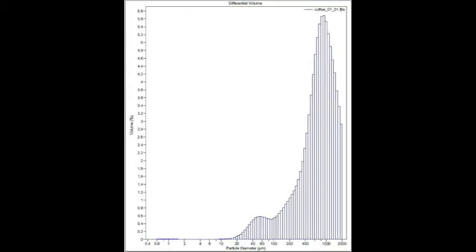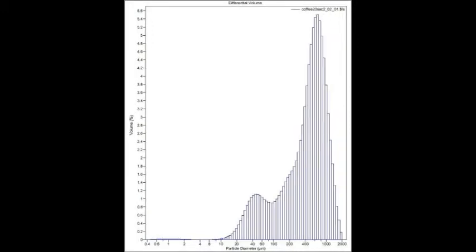For the 15-second run of the blade grinder, the mean diameter of the particles is 788.3 microns with a standard deviation of 492.8 microns. Here is the result for the 20-second blade grinder run. The mean diameter is 526.5 microns, and the standard deviation is 381.9 microns.